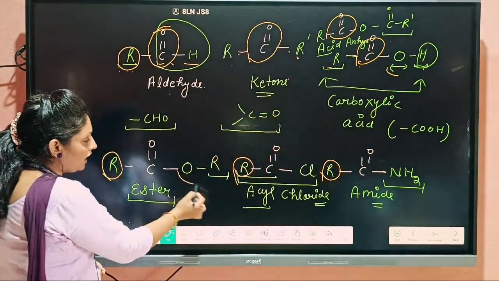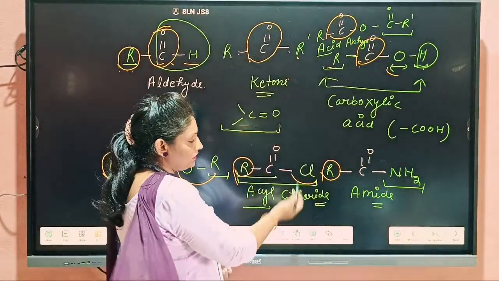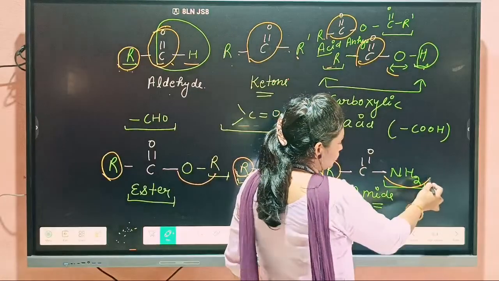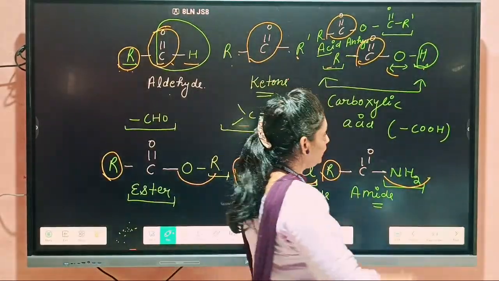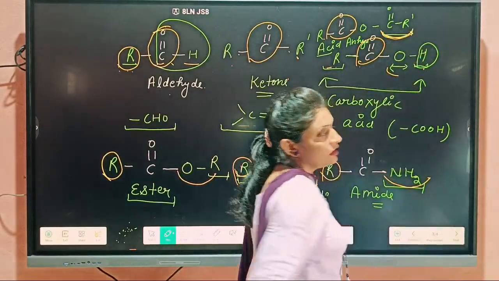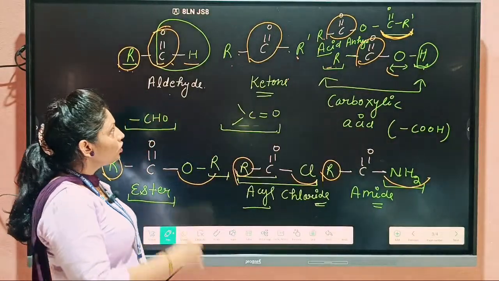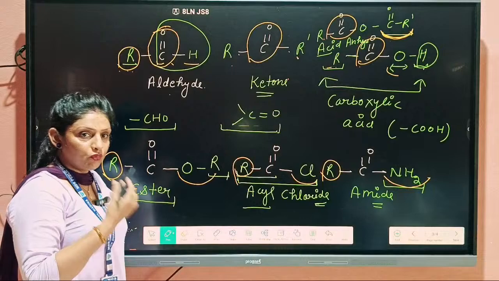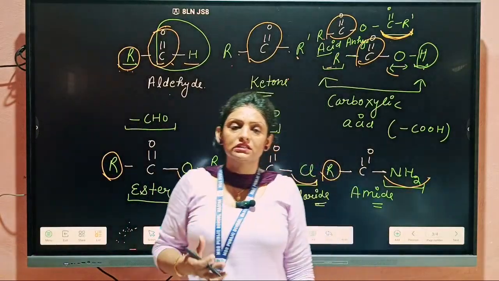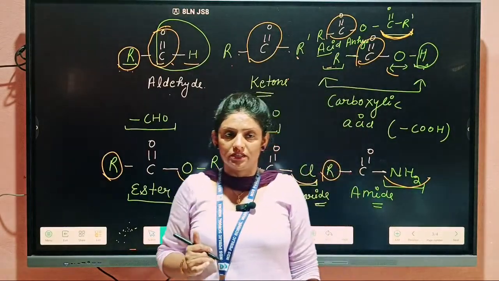If this is OR, then it is ester. If this is halogen, then it is acyl halide. If it is NH2, then it is amide. And if this group is COR, it is anhydride. So these are some common carbonyl compounds. But in this unit, we will discuss aldehyde, ketone and carboxylic acid.